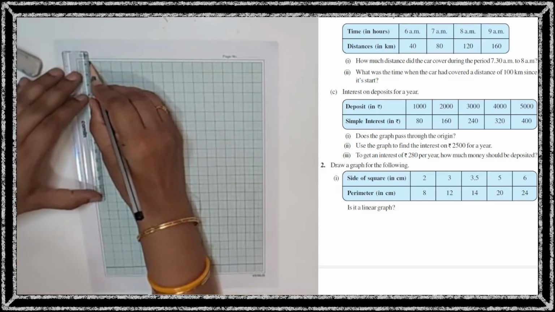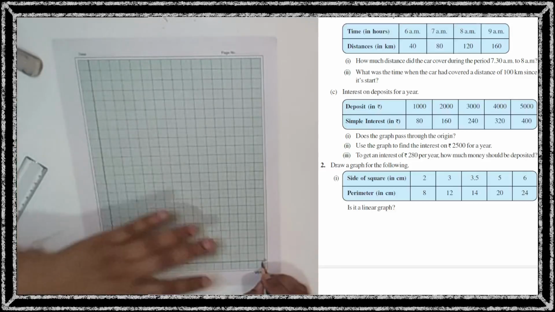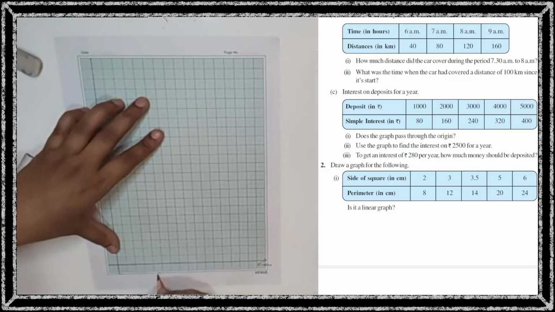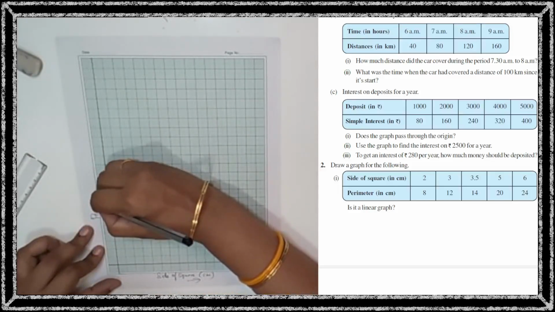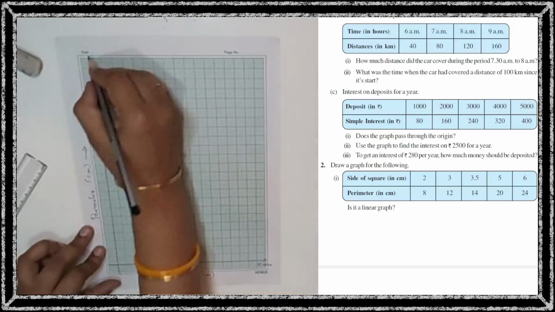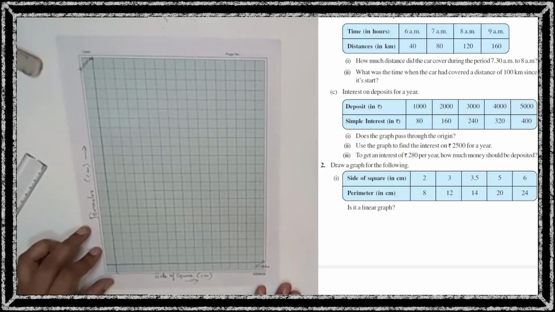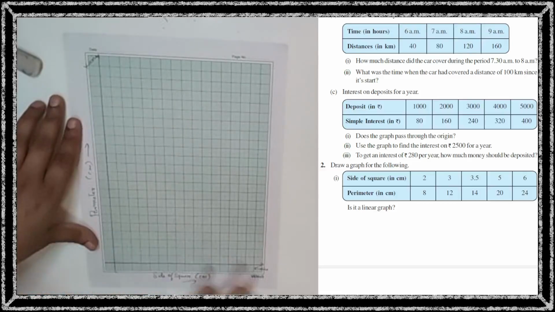So let's decide what your x and y axis are and decide the scale. So this is x axis, this is y axis. X axis is going to be side of square in centimeters. Y axis is going to be perimeter in centimeters, right? And what about the scale? The data range we have is 2 to 6 on your x-axis and it's varying 8 to 24 on y-axis.